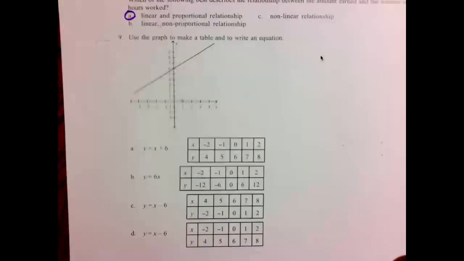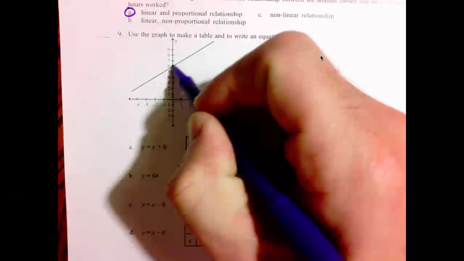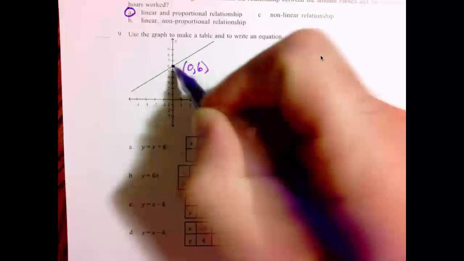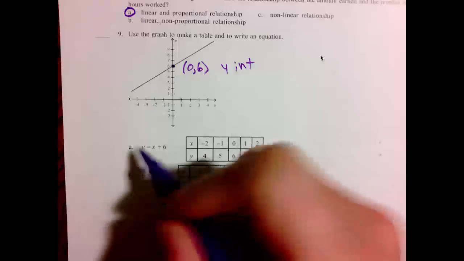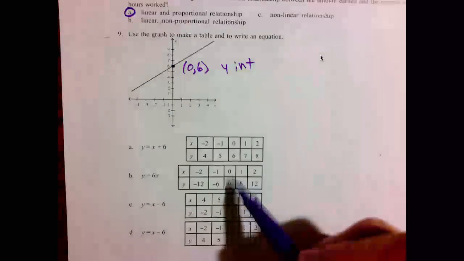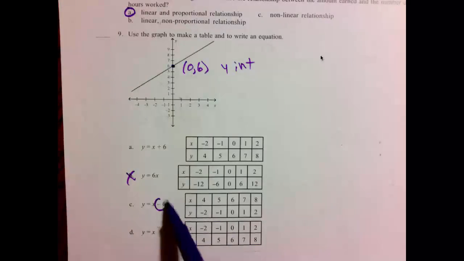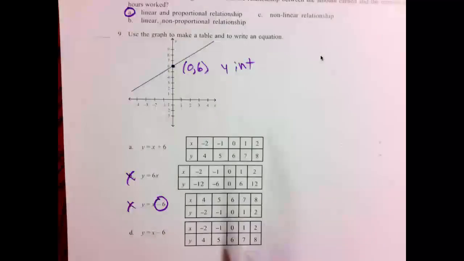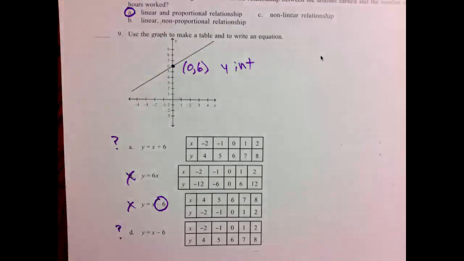9. Use the graph to make a table and write an equation. Well, I'm going to identify first my y-intercept. You see that's 6. That is 0, 6. That's my y-intercept. So I know I must contain 0 goes to 6. 0 goes to 6 in A. That's a possibility. 0 goes to 0 in B. B is out. Here we see we have a y-intercept of negative 6. Even though it's not on the table, it's not going to be part of our graph. We want 0 pairing with 6. Here 0 pairs with 6. So we're down to either A or D.